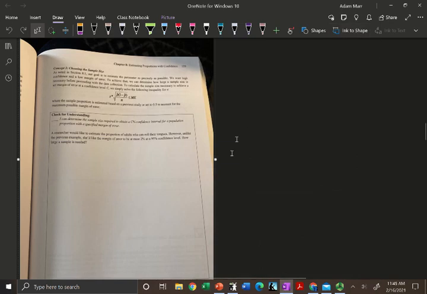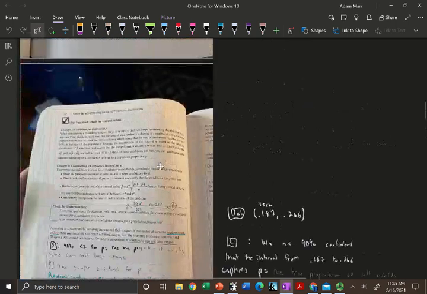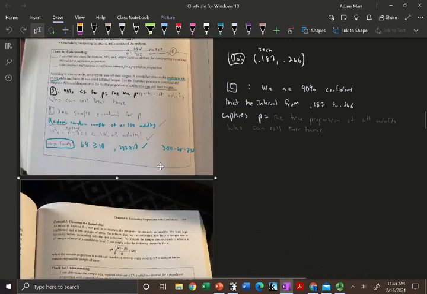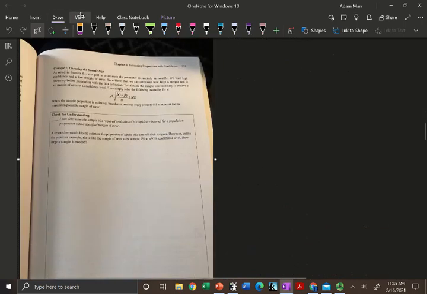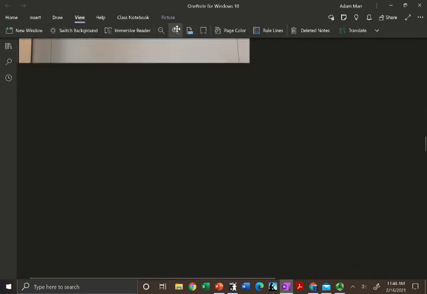So let's see here. We are going to do 8.2, which is the entire chapter on estimating proportions with confidence and confidence intervals of proportions. And we're going to do concept 3. So let's take a look at that right now. One second. Here we go.